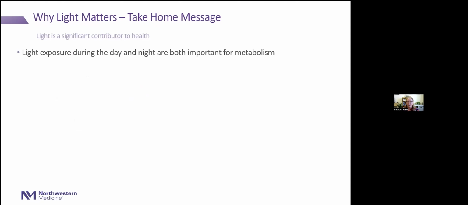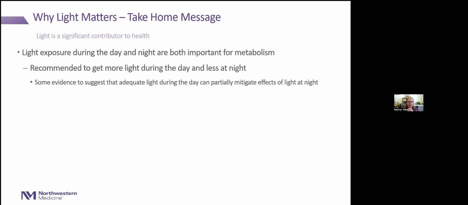So light exposure during the day and night are both important for metabolism. I hope that the data I've shown you today, which is not all the data that is out there, just some of the data that we have, shows that the general recommendation is that we should be getting more light during the day and less at night. And there's also some evidence to suggest that adequate light during the day can partially mitigate effects of light at night.